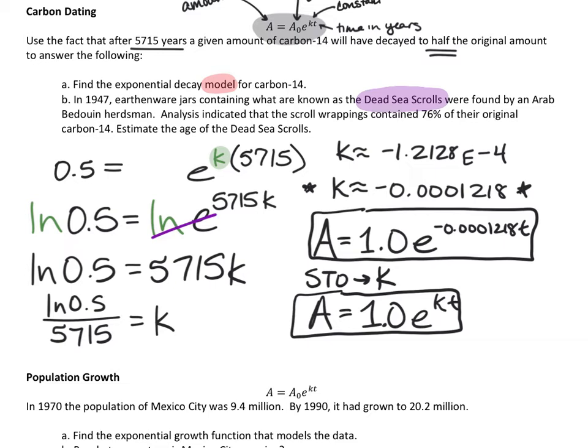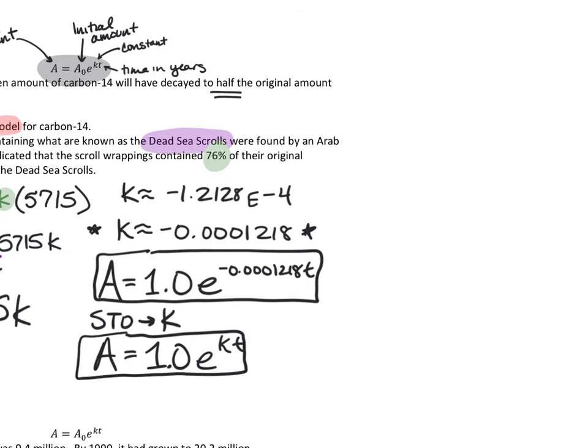But scientists know the formula that we have right here for carbon-14. So they measured them, and the scroll wrappings contained 76% of their original carbon-14. How can we estimate the age of the Dead Sea Scrolls with this information? I ran out of room here, so I'm going to come over here. The final amount of carbon-14 is 76%, and this one you do change to a decimal. The only one you don't change to a decimal is the rate, because it's given as a percentage. So 0.76 is what we know is left, equal to 1.0 e to the kt power.